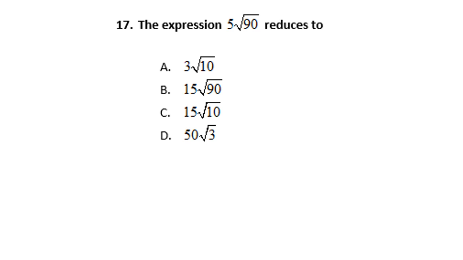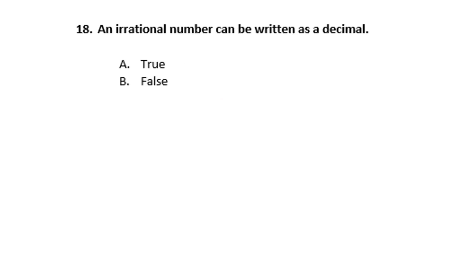Number 17. The expression 5 times the square root of 90 reduces to A. 3 times the square root of 10, B. 15 times the square root of 90, C. 15 times the square root of 10, D. 50 times the square root of 3. Number 18. An irrational number can be written as a decimal. A is true, B is false.